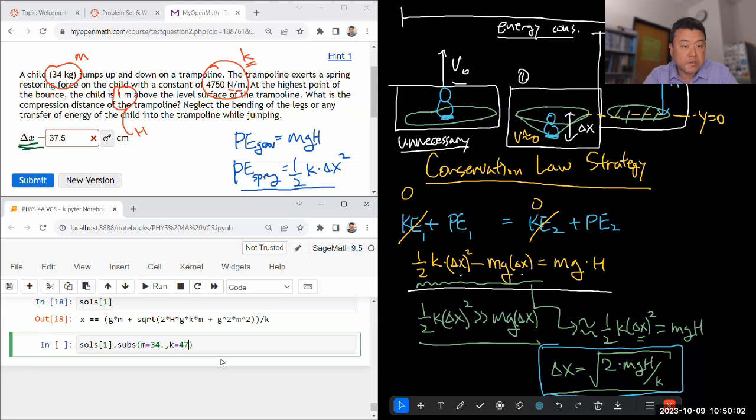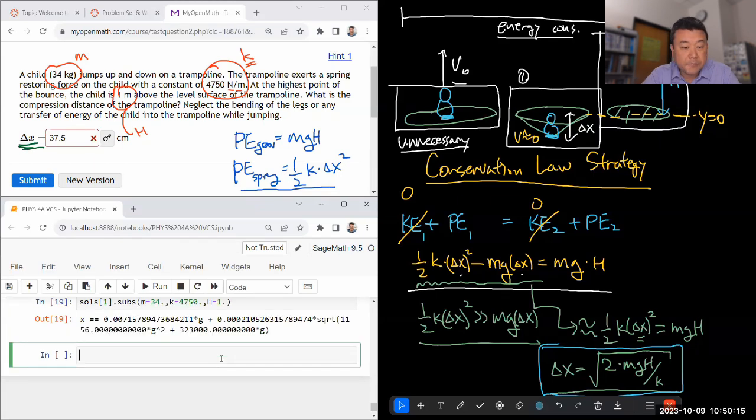K is 4750, and I'm putting these dots to make sure that it does decimal approximation. H is 1 meters, and I think that's everything. Let me see if it'll give me a purely numerical answer. Oh, I forgot G, that's why. Okay, G is equal to 9.8.